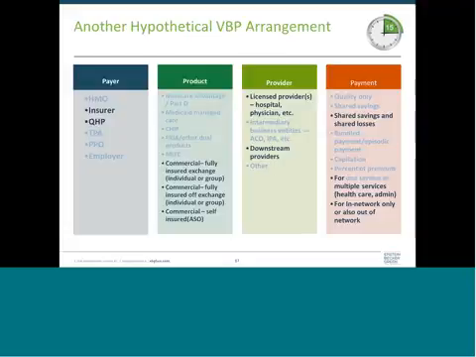Next slide. Another hypothetical VBP arrangement might involve an insurance company, and that's also a qualified health plan, meaning it has exchange products. And let's say they only have commercial products on and off exchange, whether it's fully insured or self-insured, and for individuals or groups, and that the payments would be going to licensed providers. In this case, let's assume a health system that has downstream providers. And the payment, let's assume, would be both shared savings and shared losses. So maybe some sort of target with, again, quality metrics whereby any savings and losses would be shared among those providers. In this case, assume multiple health care services and out-of-network services.